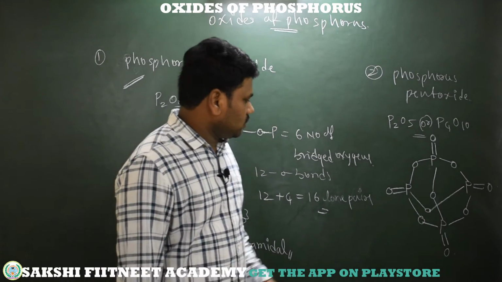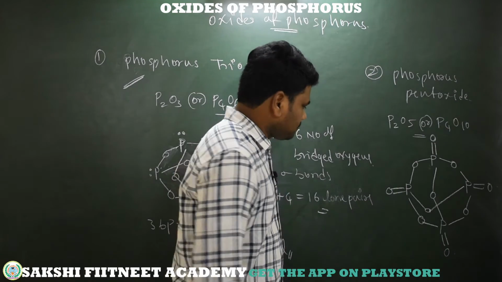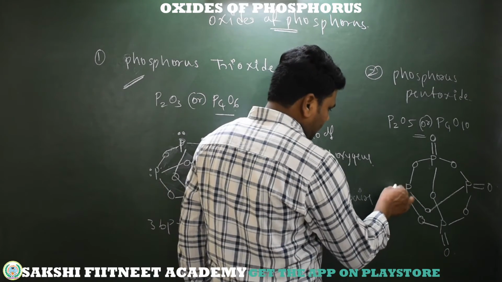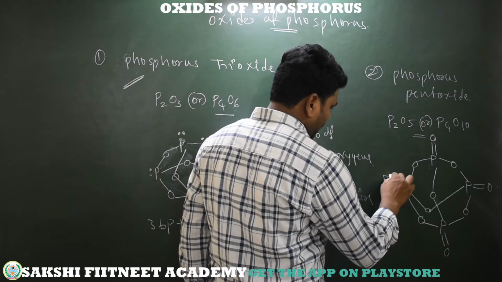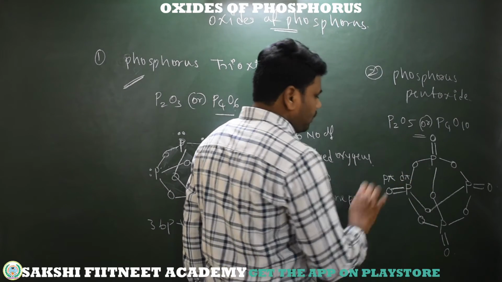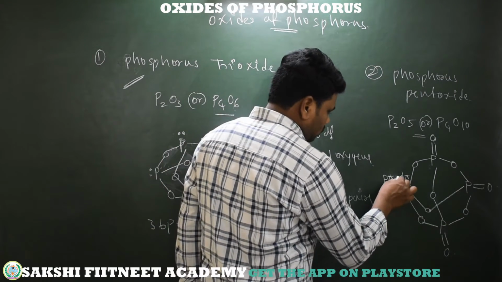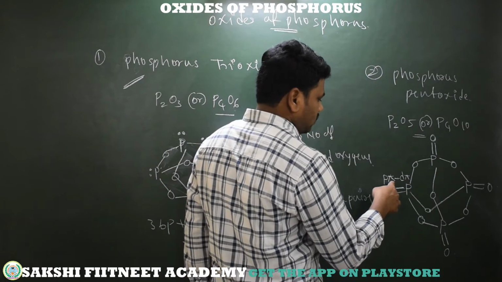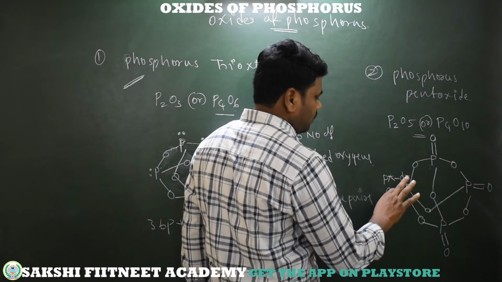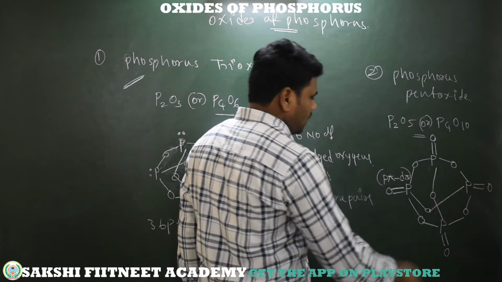Now coming to this sigma bond and pi bond. This pi bond is due to a d pi, not a p pi. It is a bond due to the p orbital and d orbital pi electrons, not p orbital with p orbital. So just remember this. Each phosphorus shows the same characteristic.